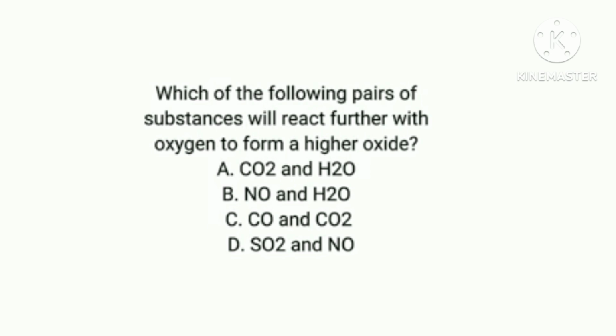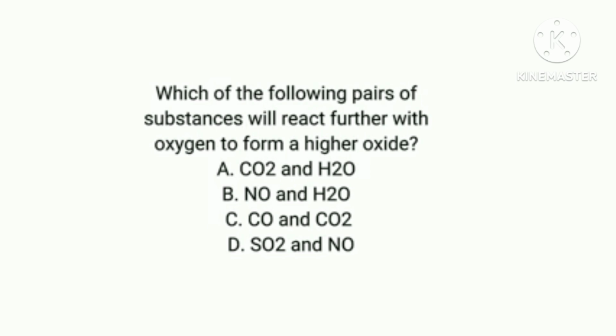Now let's look at all the oxides we have first. We have carbon 4 oxide, we have water, we have nitrogen 2 oxide, we have carbon 2 oxide, and then we have sulfur 4 oxide. Now let's look at them. First of all, let's start with carbon 4 oxide. Now, carbon 4 oxide cannot react with oxygen to form a higher oxide, right? It cannot react with oxygen further to give a higher oxide.